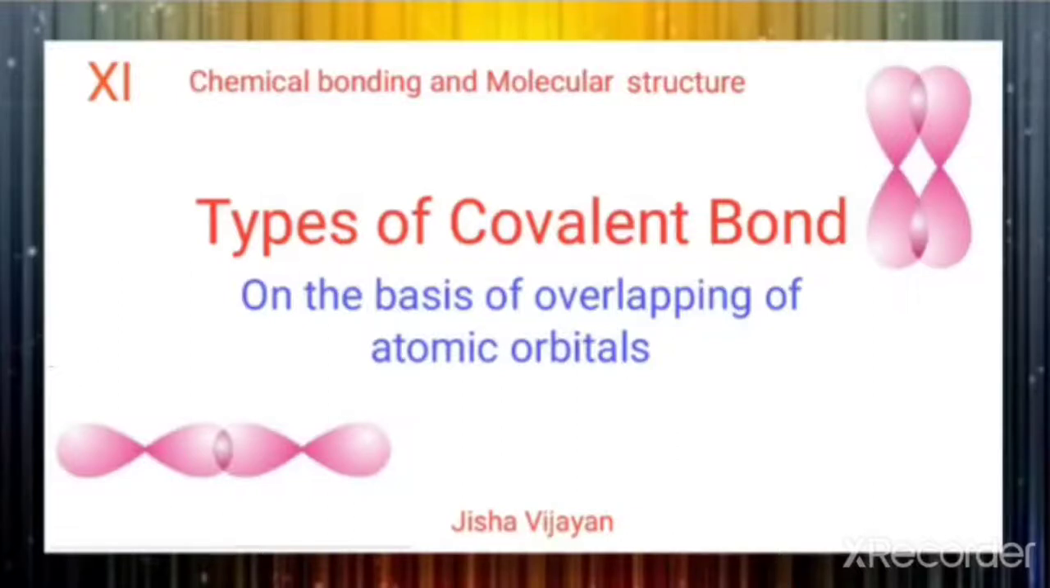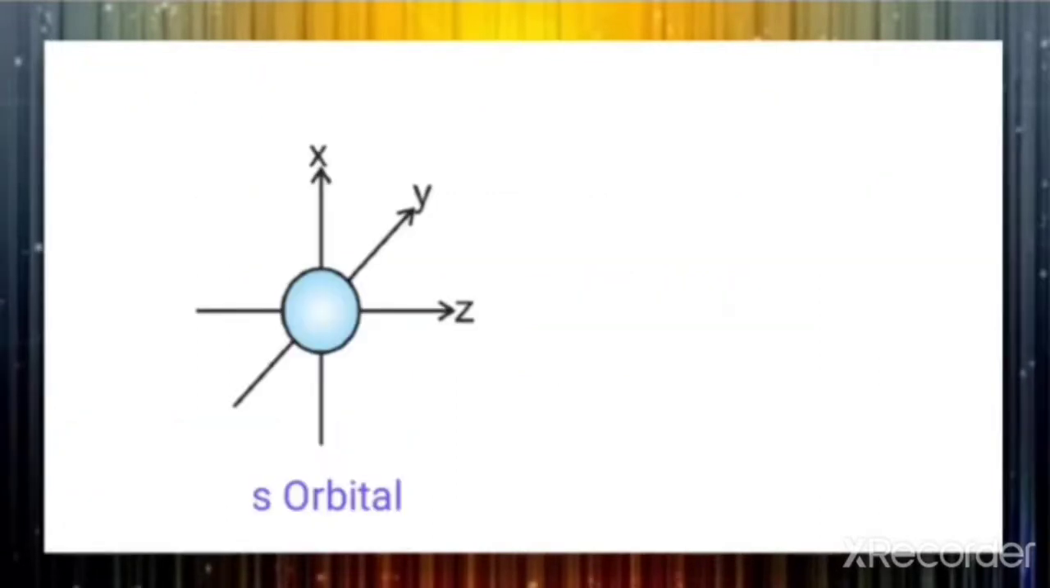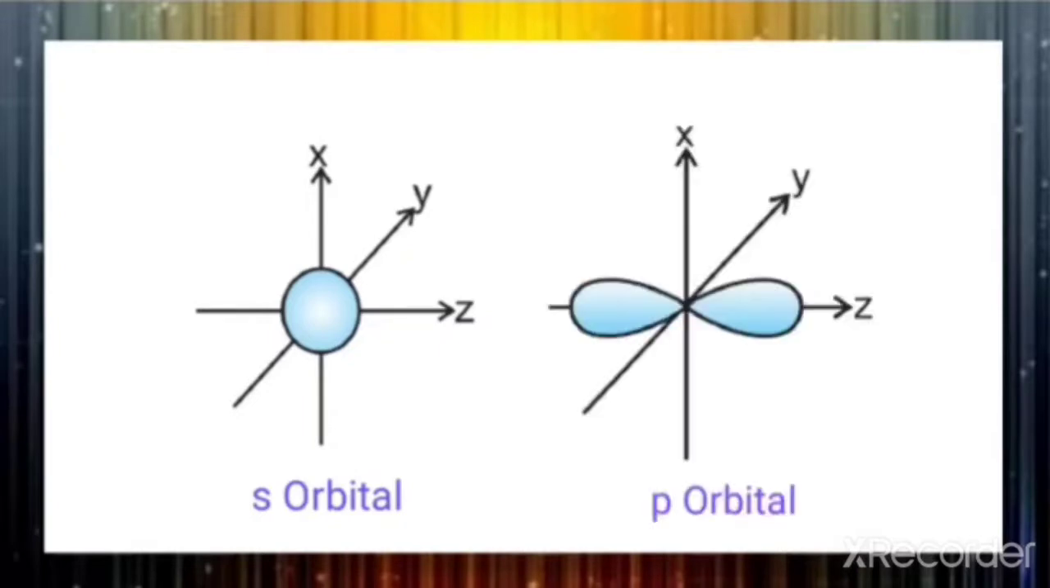Hello students, let us discuss the types of covalent bond on the basis of overlapping of atomic orbitals. As we have already discussed, the s orbital is spherical and non-directional, and the p orbital is dumbbell shaped, which is directional.